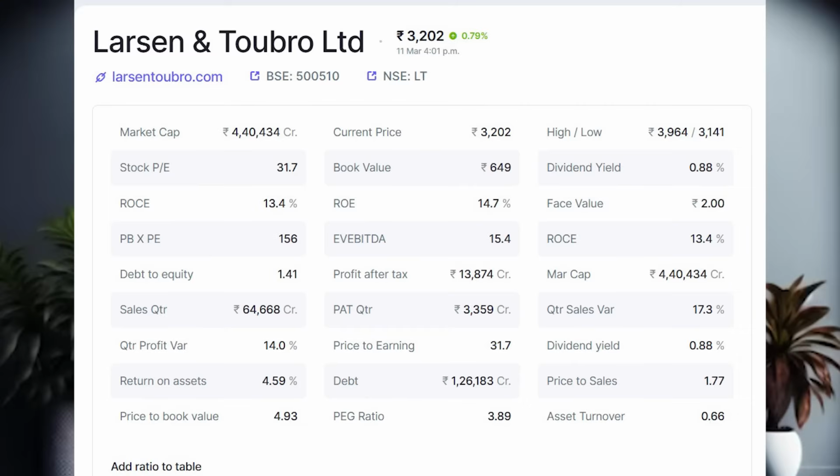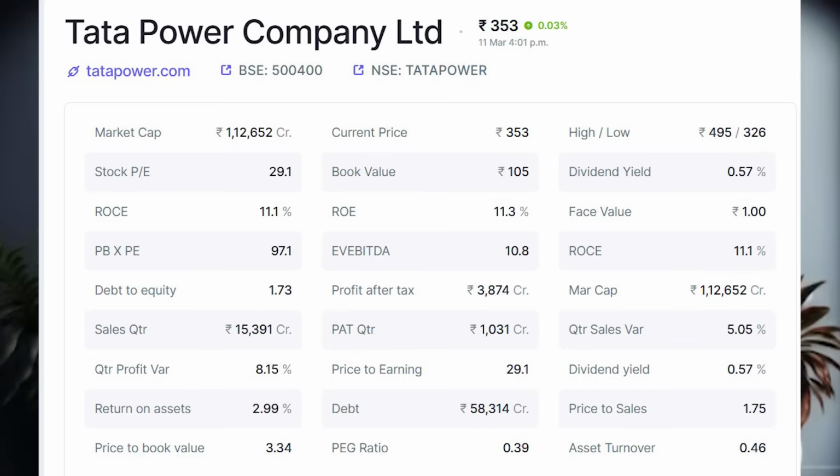For instance, L&T has low ROE and ROCE because it is a very capex heavy business. Its debt to equity is also high, but that's because of the nature of its business. So there will be certain exceptions. Tata Power is another example of low ROE and ROCE and higher debt.